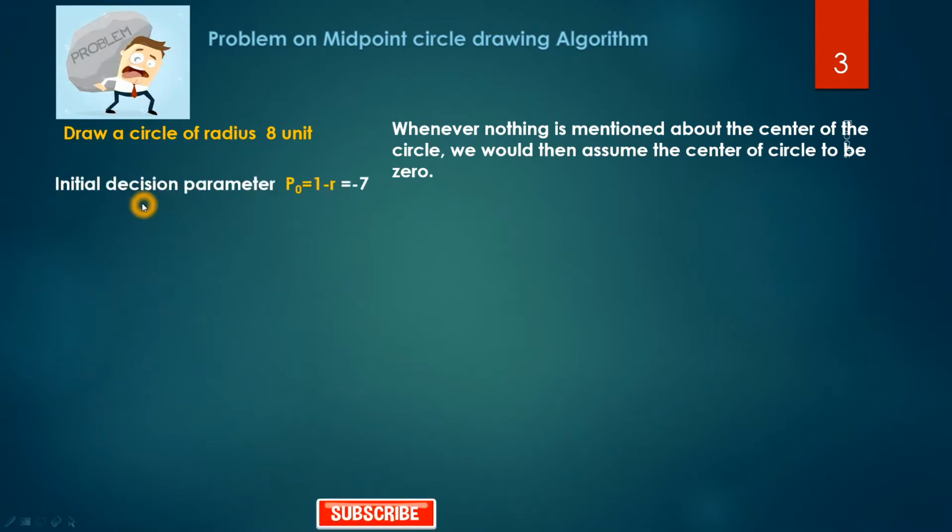Now we already learned from our previous video what our initial decision parameter is. It is P0, P0 equals 1 minus R. We already discussed this in our previous video. So it is 1 minus R. What is R here? R is 8. So the result is minus 7. This is our initial decision parameter.